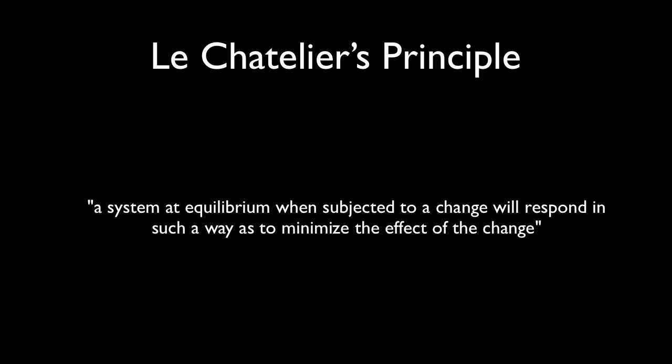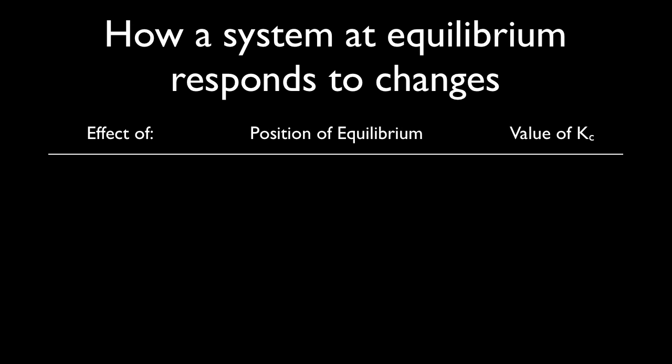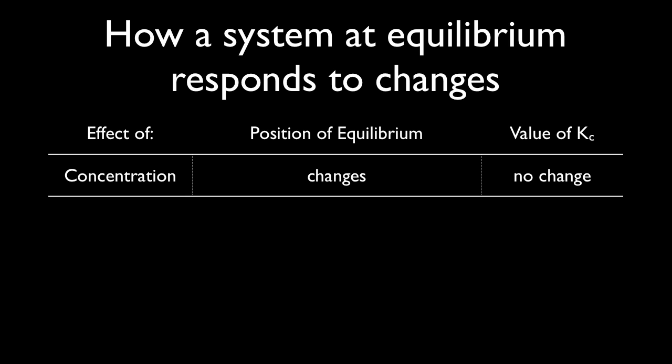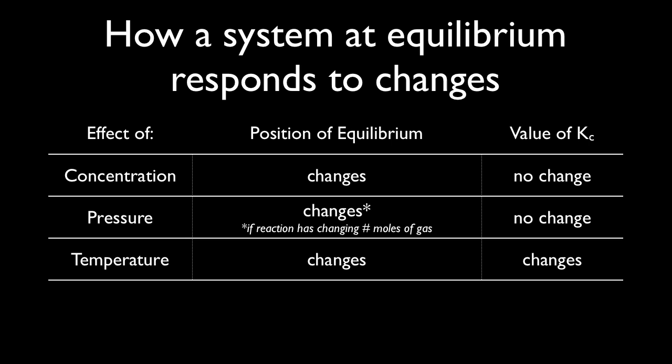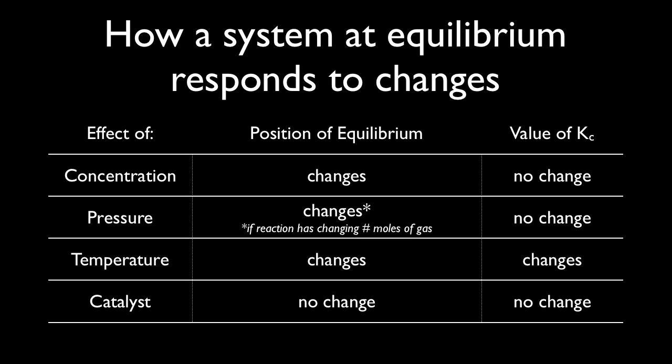Le Chatelier's principle basically just says that if we do something to a system in equilibrium, it will respond and try to counteract what we changed by shifting to the left or right as needed. We considered the effect of four things on equilibrium. The first, concentration, changes the position of equilibrium but does not change the value of Kc. Pressure changes the position of equilibrium, but only if the reaction has a different number of moles of gas on each side, and also does not change the value of Kc. Temperature changes the position of equilibrium and changes the value of Kc. A catalyst has no change on the position of equilibrium or the value of Kc.